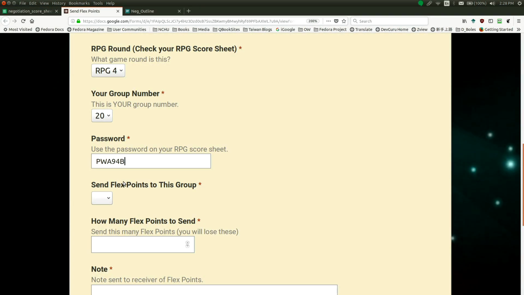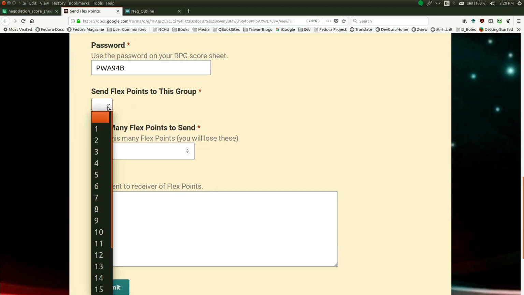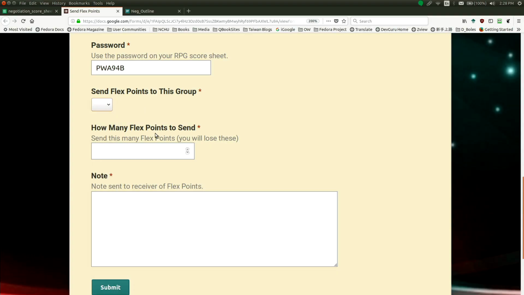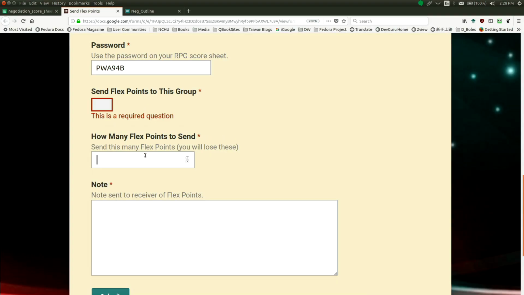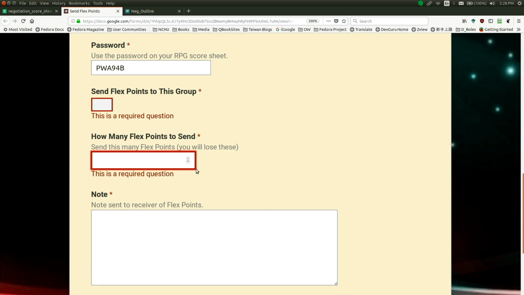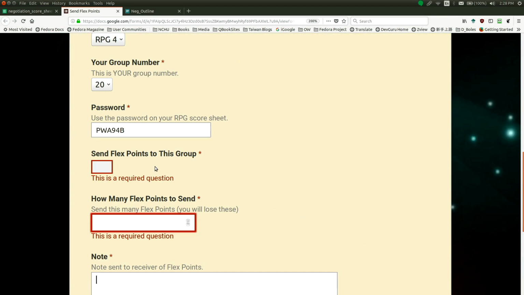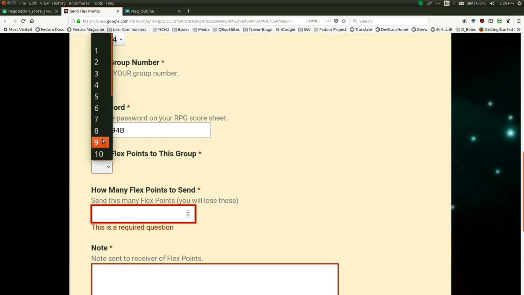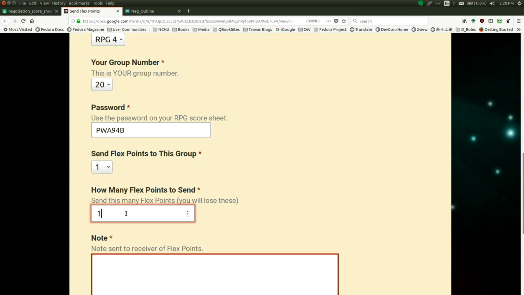Then you're going to specify who you're sending the points to, so that's a group number. And you better be sure you get the group right. You don't want to send it to the wrong group by accident. And then here you can specify how many flex points it is, and here's a little bit of a note. Let me go ahead and see if I can fill this out. I'm going to send it maybe to group number 1. And let's go ahead and send 1 flex point.